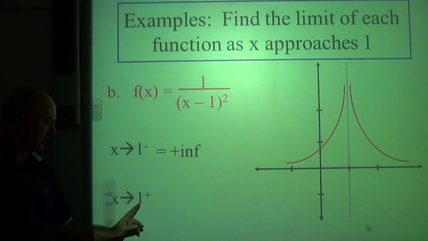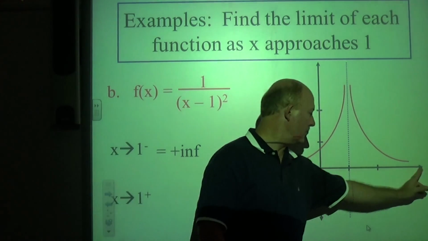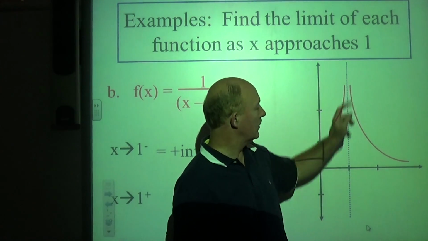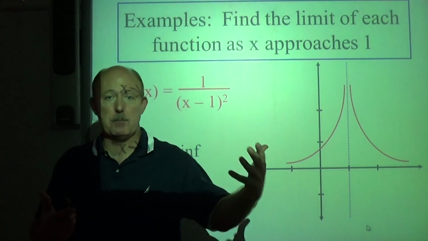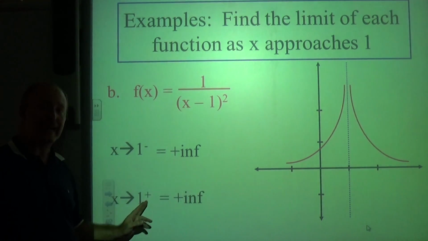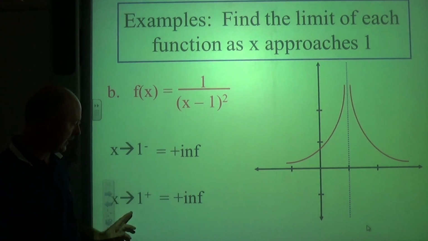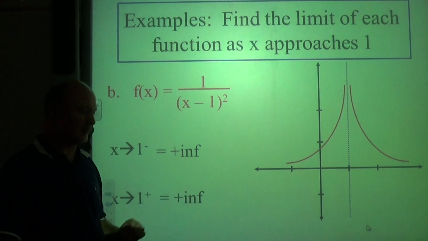Now, let's do the limit as x approaches 1 from the right-hand direction. Coming from this direction, once again, you see the y value goes to positive infinity. So the limit as x approaches 1 from the right is positive infinity. So the left-hand limit is positive infinity, and the right-hand limit is positive infinity.